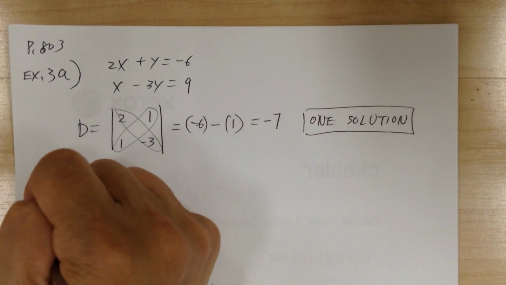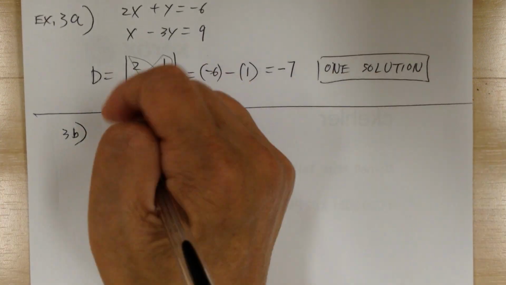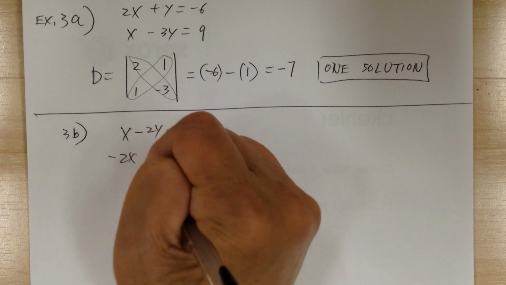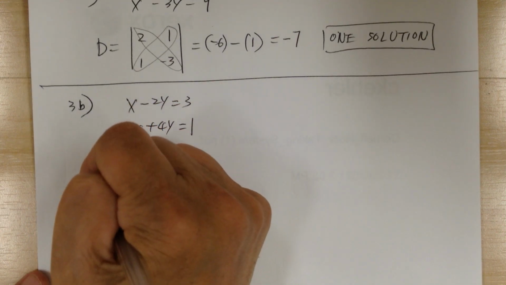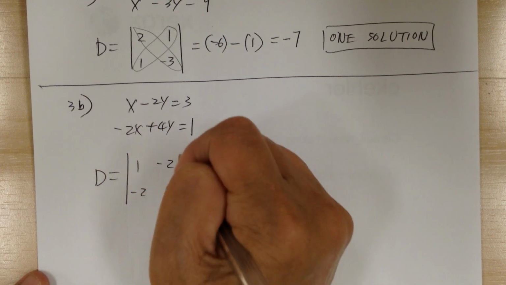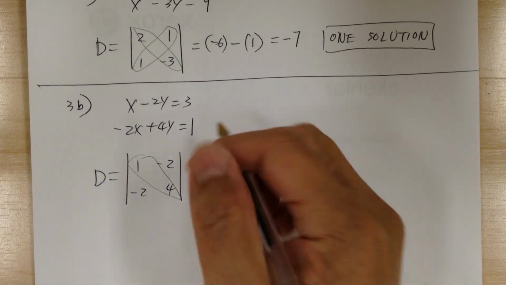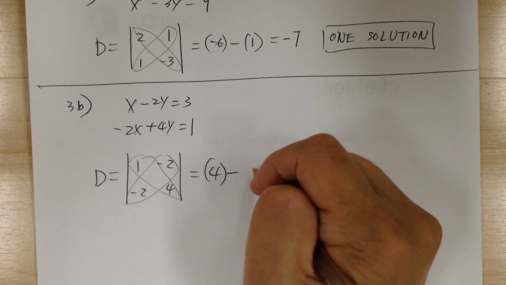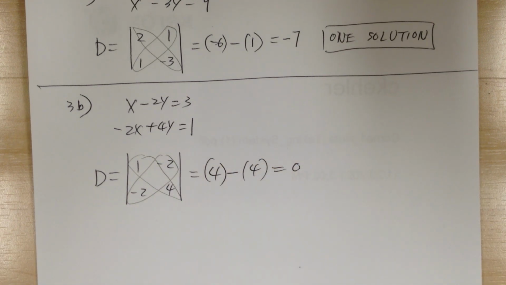Okay, so if you go to 3b, like 3b, okay, so you got x minus 2y equal to 3. You got negative 2x plus 4y equal to 1. So d equals 1, negative 2, negative 2, 4, right? So when you do this, if you do the diagonals, you're going to get equal to 4 minus 4, so equal to 0. So when d equals 0, you have to do a further check.